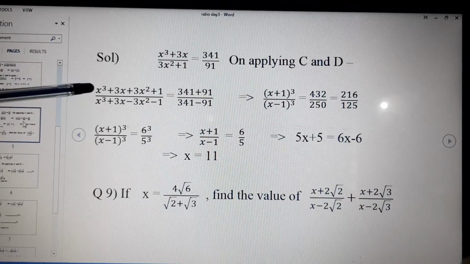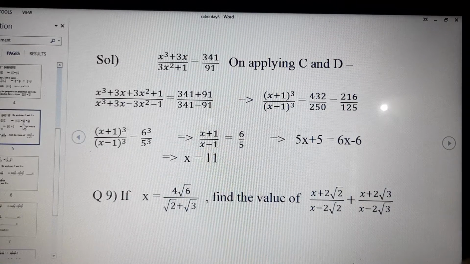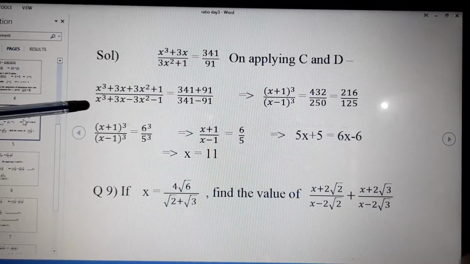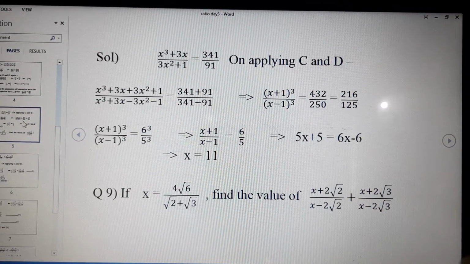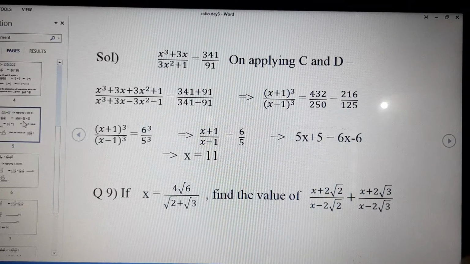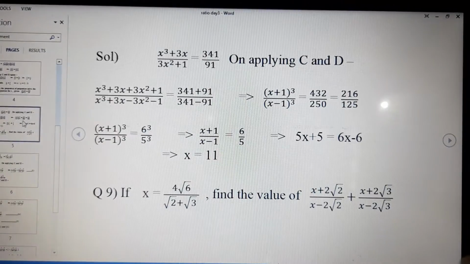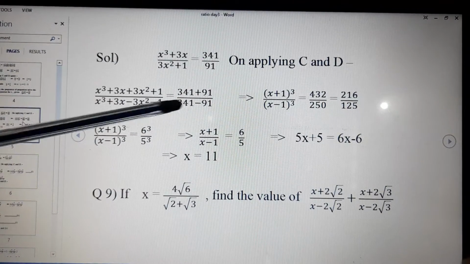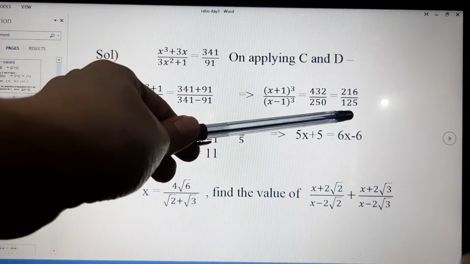As we can see, x cube plus 3x square plus 1, this is the expansion of (x plus 1) whole cube, and x cube plus 3x minus 3x square minus 1, this is the expansion of (x minus 1) whole cube. So this is written as (x plus 1) whole cube divided by (x minus 1) whole cube. And the other side, if you solve, you will get 216 divided by 125.